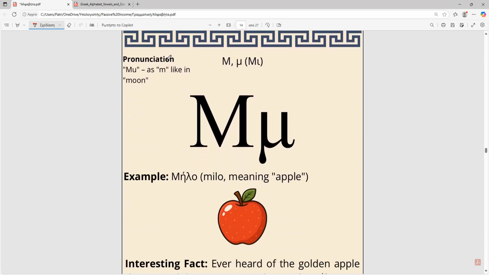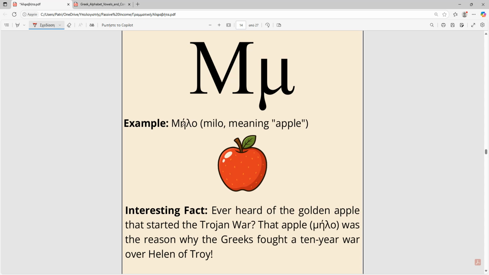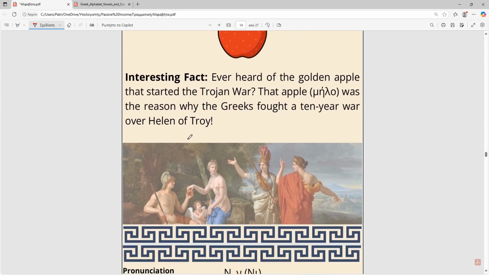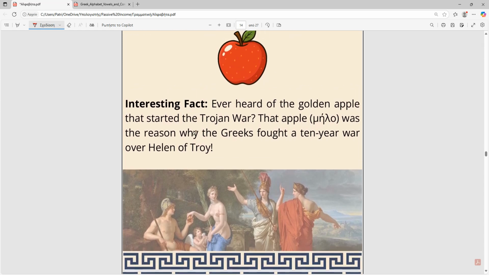Then we have the letter mi, like my name, Marios. It is called mi, like moon. And of course, we have the most typical example, milo, which means apple. Have you ever heard of the golden apple that started the Trojan War? That apple was the reason why the Greeks fought the ten-year war over Helen of Troy. If you want, do a quick Google search about this topic. It's very, very interesting to see how the Trojan War started.